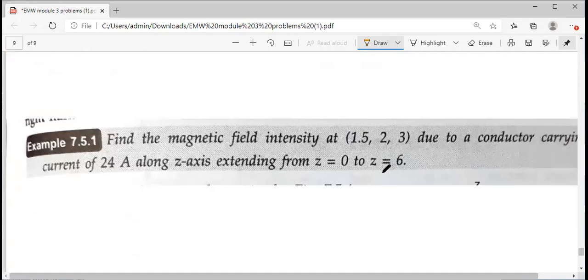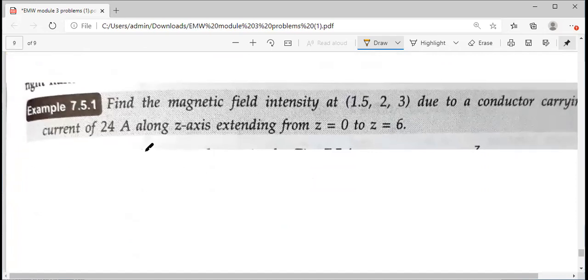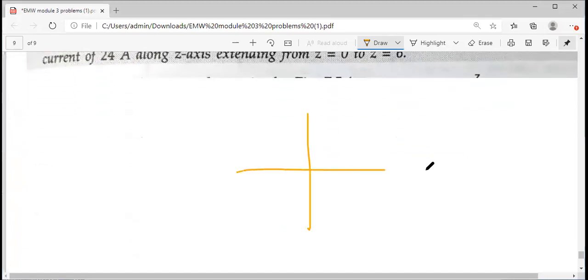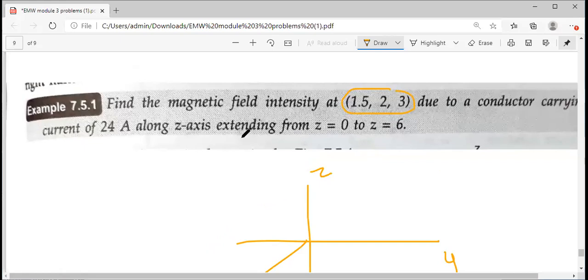And the last question, which is homework. In a similar line, try to do this. I'll just give you the hint. What is the question? You try by yourself. Find the magnetic field intensity at a point due to a conductor carrying current of 24 amps along the z-axis extending from 0 to 6. So if I draw this, ये x-axis है, ये y-axis है, ये z-axis है. आपका conductor along z-axis है, something like this, ऐसे रखा है 0 to 6.